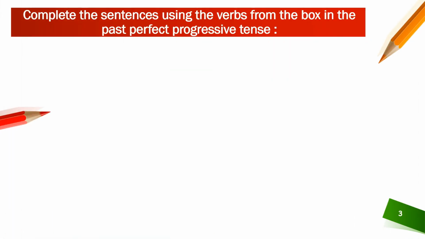Complete the sentences using the verb from the box in the past perfect progressive tense.